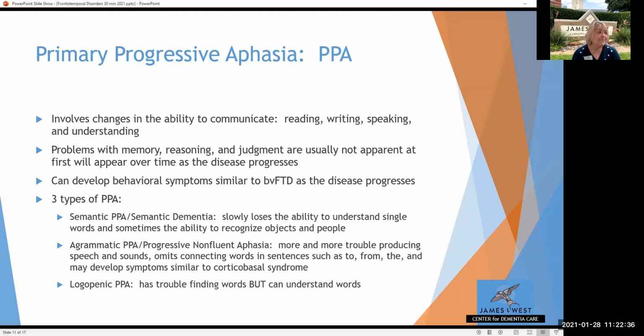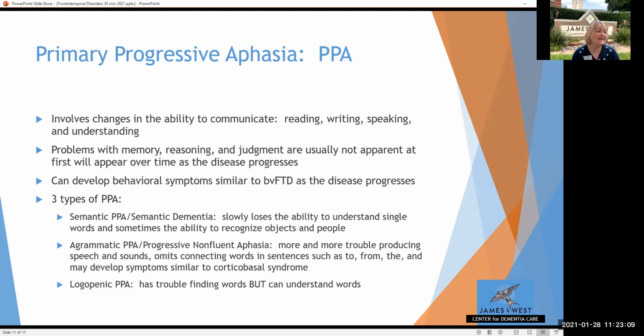Agrammatic PPA, progressive non-fluent aphasia, means more and more trouble producing speech and even sounds. They will omit connecting words such as to, from, and the, and they may develop some symptoms similar to corticobasal, which is what we're going to look at next. They can even start losing sounds, because many people with dementia, as the disease progresses, start to communicate with da da da da da. People who have this type of PPA will even lose the ability to make those sounds.